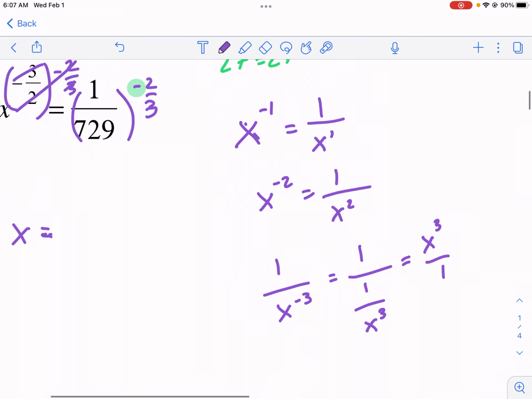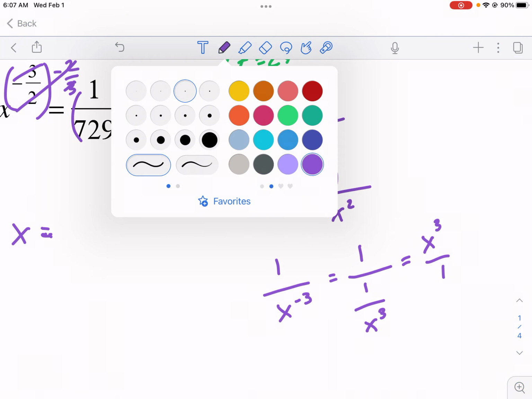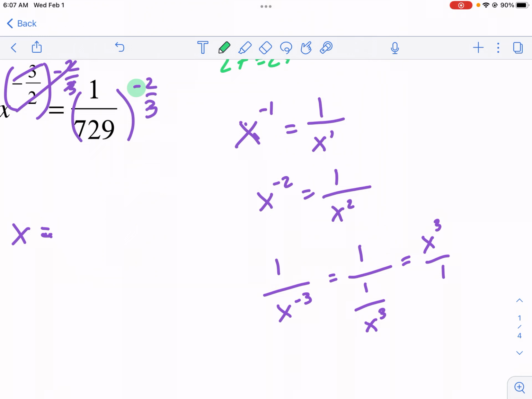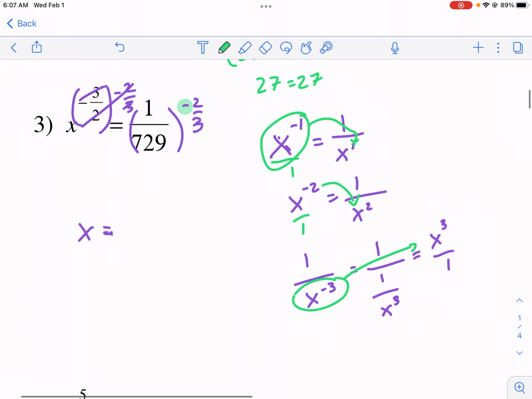What does that mean for us? Long story short, anytime we have a negative exponent, it's going to change locations in our fraction in terms of denominator versus numerator. So this was technically in the numerator, and it moved to the denominator and became positive. If it's already in the denominator, it's going to move to the numerator. Just change the location in the fraction.